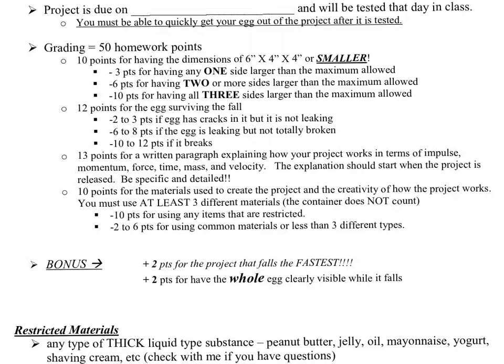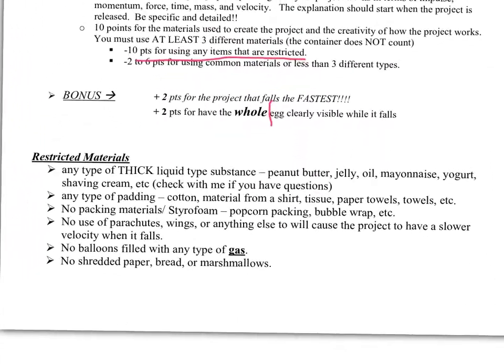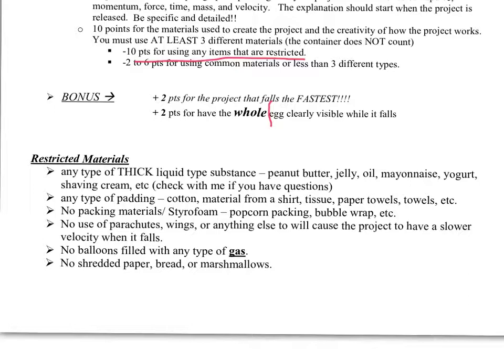Notice it says minus 10 points for using items that were restricted from the list. If you look further down on the paper, you're going to see that there are some materials that you cannot use in your project, or you're going to lose all of those points.